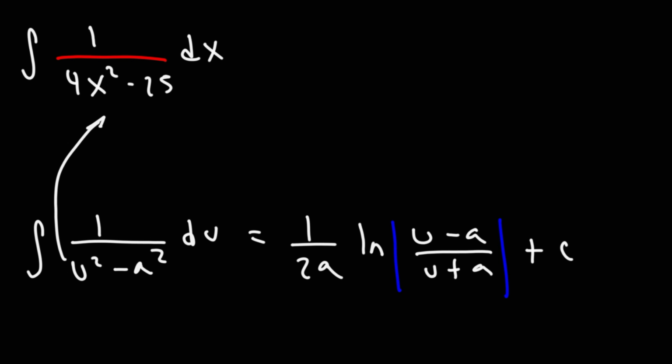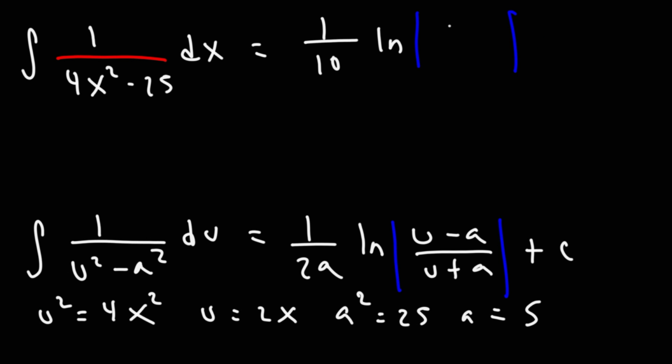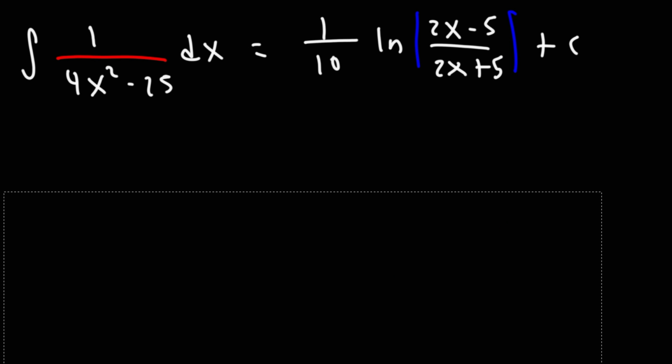So u squared is going to be 4x squared. a squared is going to be 25. So let's write that. If u squared is 4x squared, that means u is 2x. If a squared is 25, a, the square root of 25, is going to be 5. So using the formula, it's going to be 1 over 2a. That's 2 times 5, which is 10, times the natural log of u minus a. u is 2x, a is 5, and then u plus a. So 2x plus 5, and then plus c. So with the formula, it's very easy to get the answer, but checking your work, that takes time.